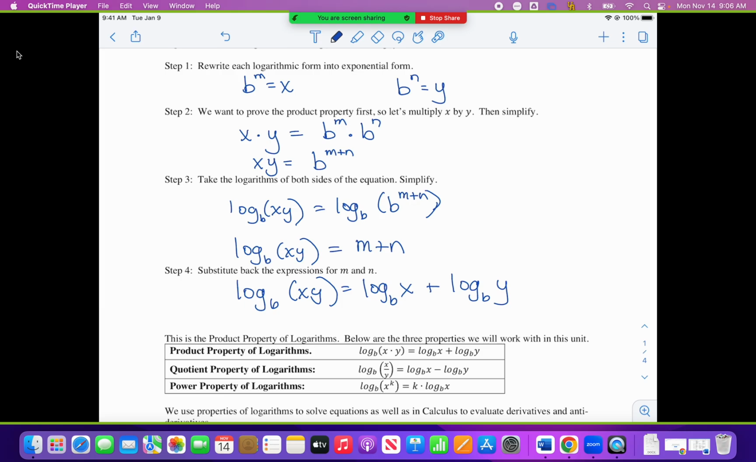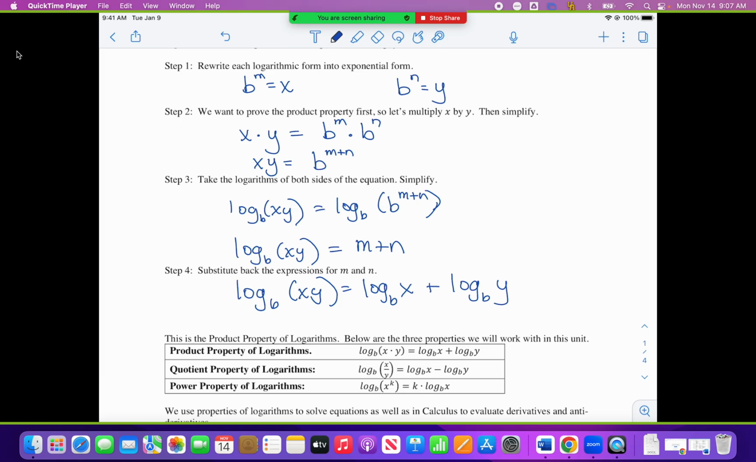Let me go back just a moment because I saw some confused faces. On the right side, remember the answer to a log is the exponent on the base. Log base b of b to the m plus n means b to what power is b to the m plus n? It's m plus n. That's the power.